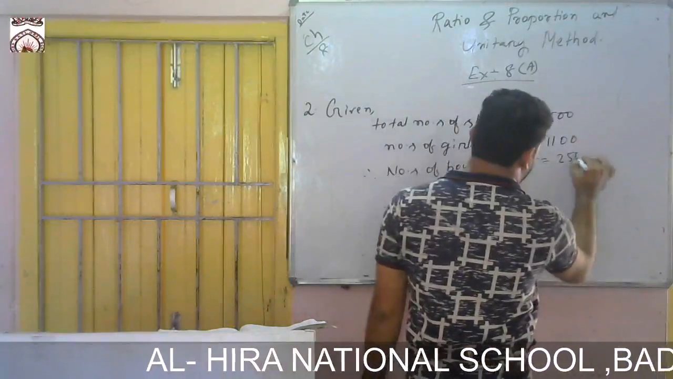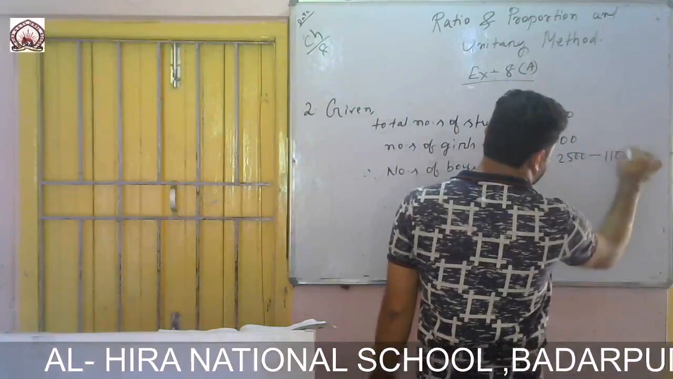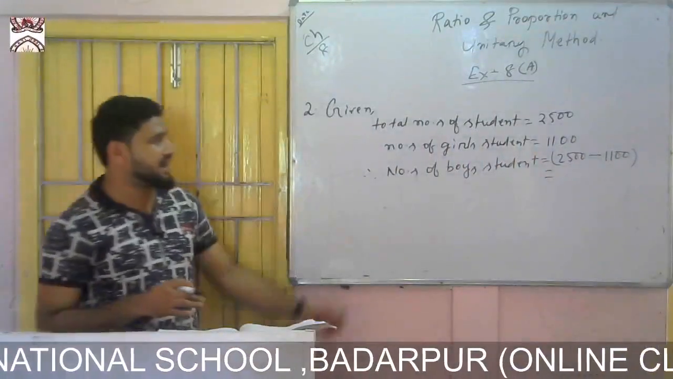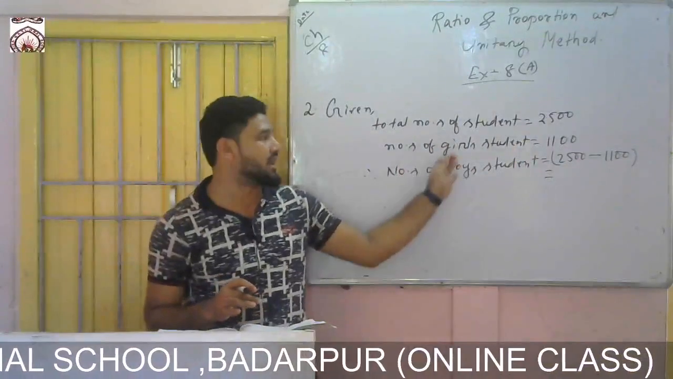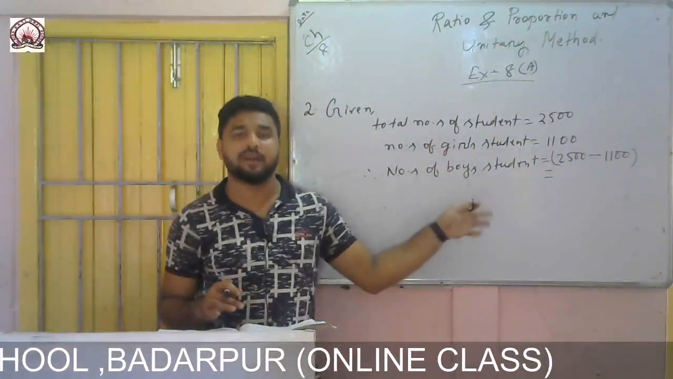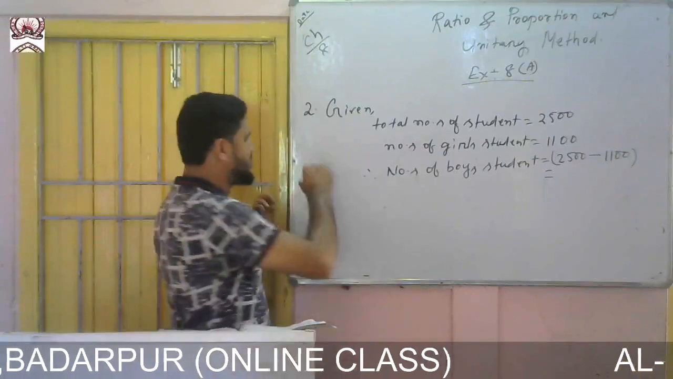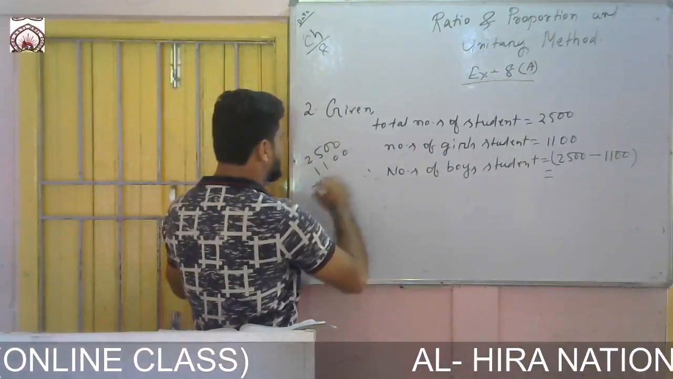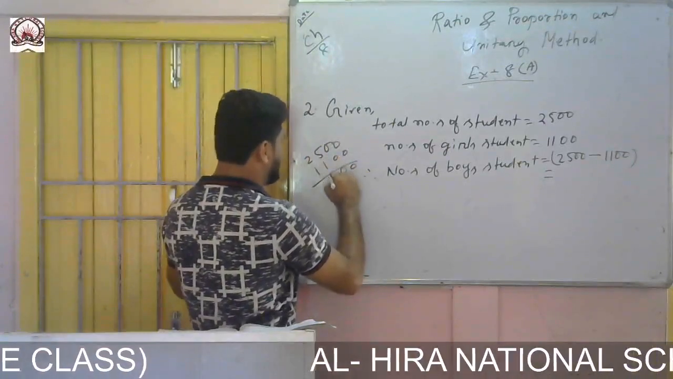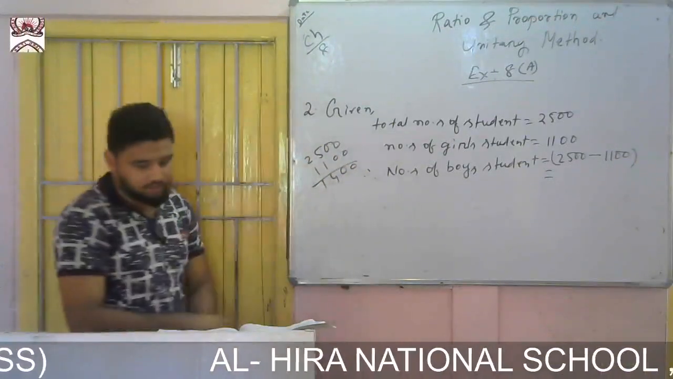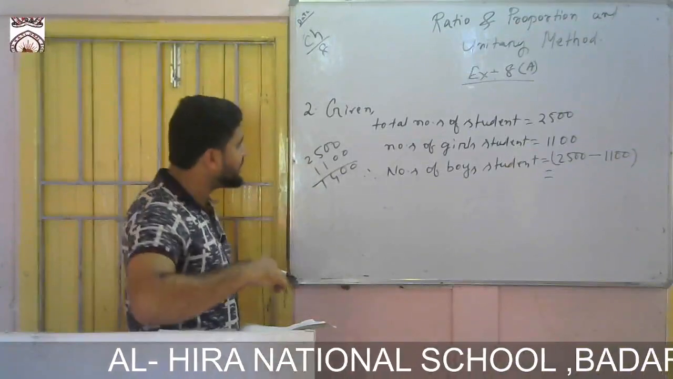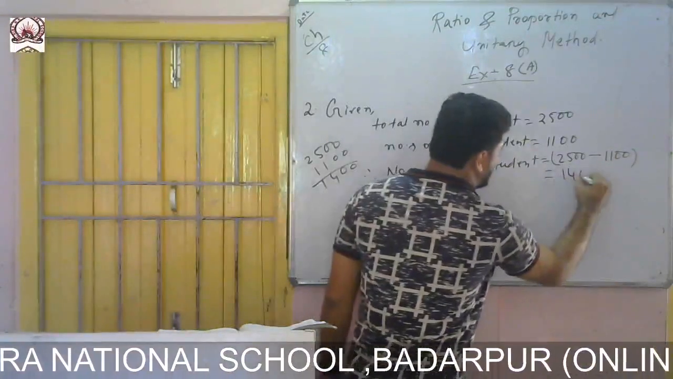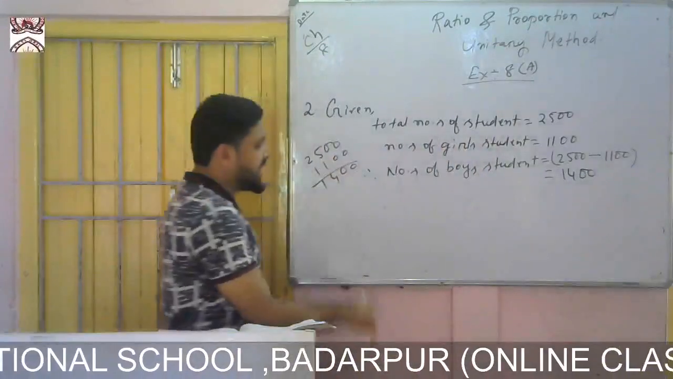From the total, if I subtract the number of girls, then the remaining will be the number of boys. So if I subtract from the total number of students the total number of girls, the remaining will be the total number of boys. So 2500 minus 1100, 0 0 5 minus 1 4, so 1400. Okay.